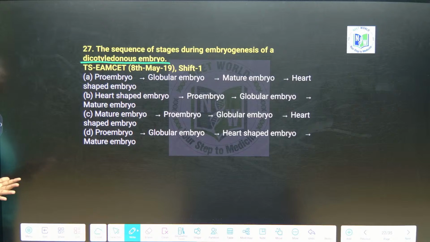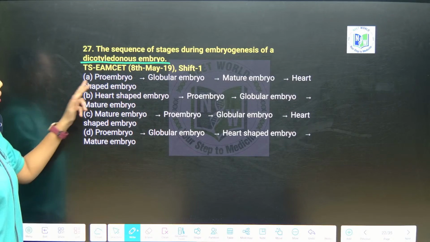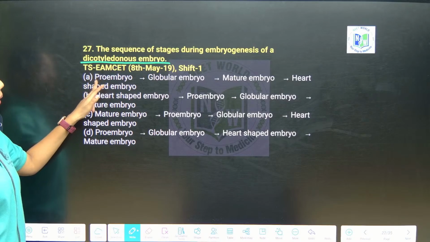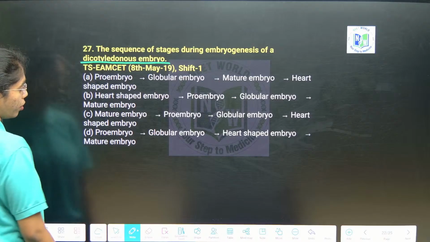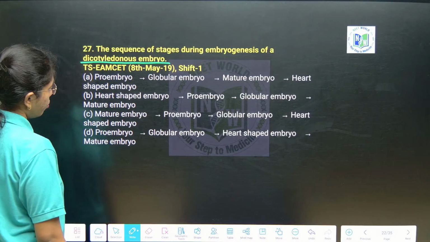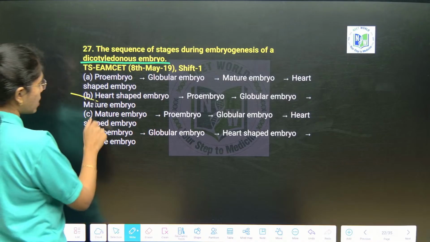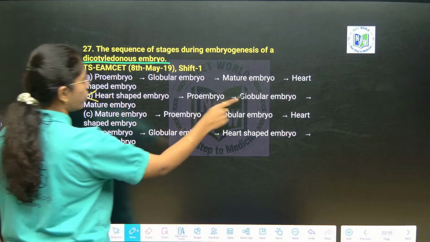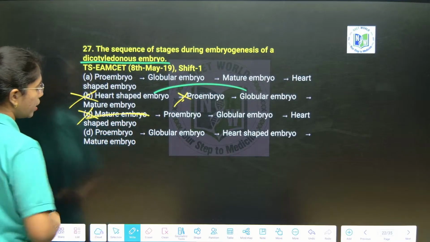Yeah, dicot embryo development. First you see pro-embryo, globular embryo, mature embryo and heart-shaped embryo. No. Mature embryo will be at the end. First, heart-shaped embryo will not come before globular embryo. No. Mature embryo will not come at the beginning.